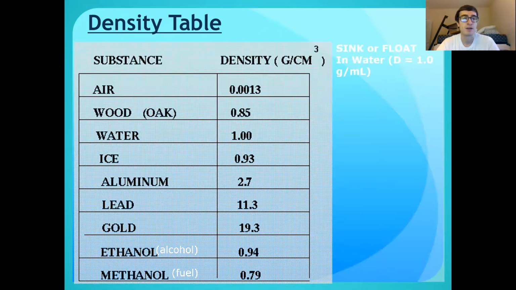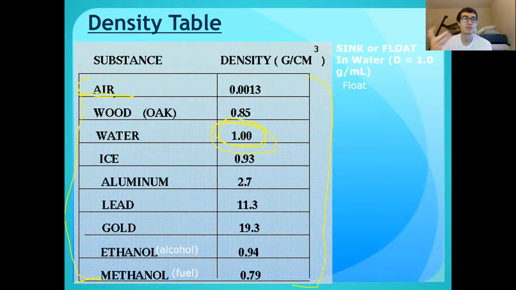So here we have a density table of a bunch of different substances and their density over here. So you may notice that pure water has a density of exactly 1 gram per cubic centimeter. So we're going to look at a couple of these different materials and see if we think they would sink or float on water. So we'll just go through them one by one.